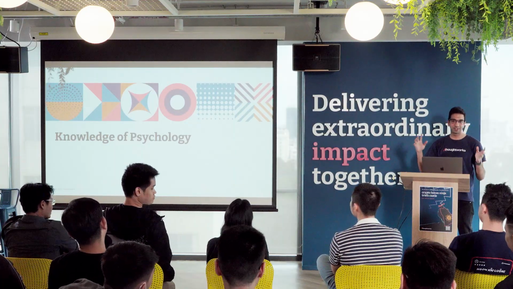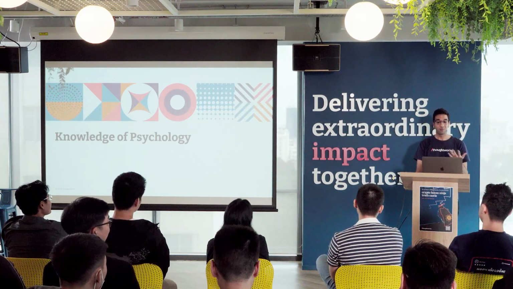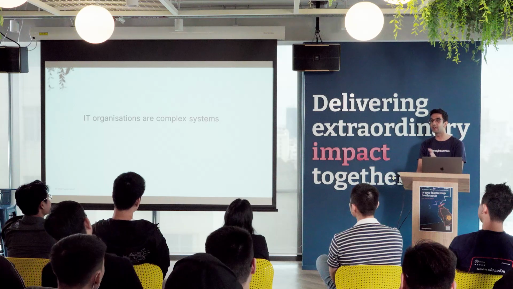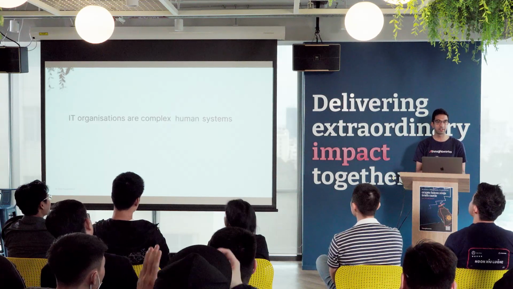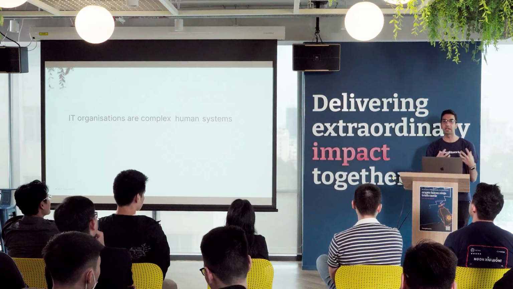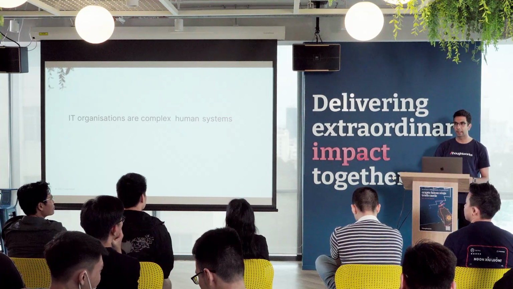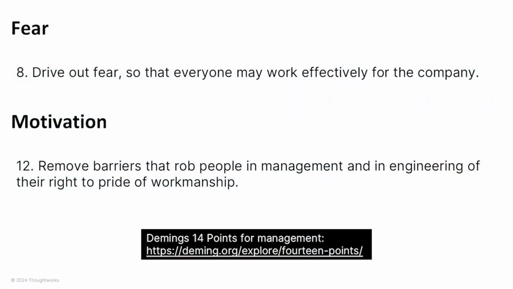The second dimension of Deming's system was understanding of psychology. Why? IT organizations are complex systems. IT organizations are complex human systems. So a lot of the behavior in the organization is down to understanding the psychology of the people in that system. So Deming had 14 points. These are just 2 points that relate very directly to psychology. Point 8 is about fear and 12 is about motivation.